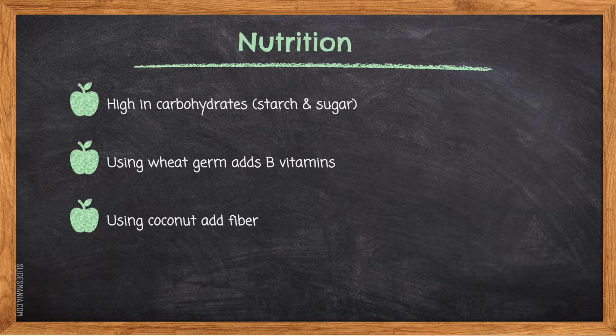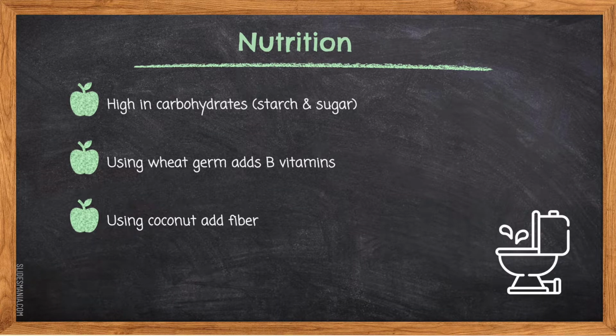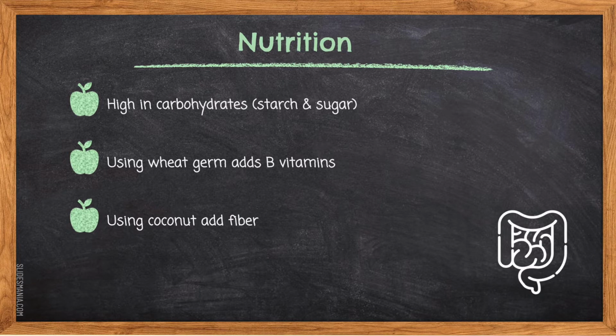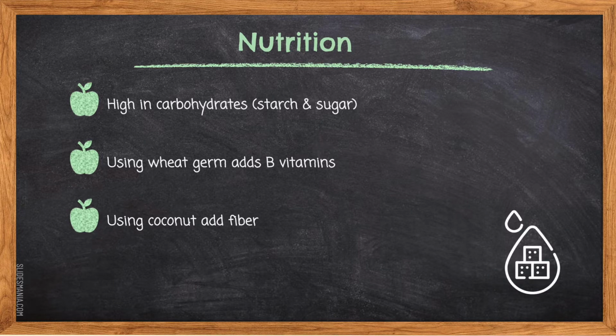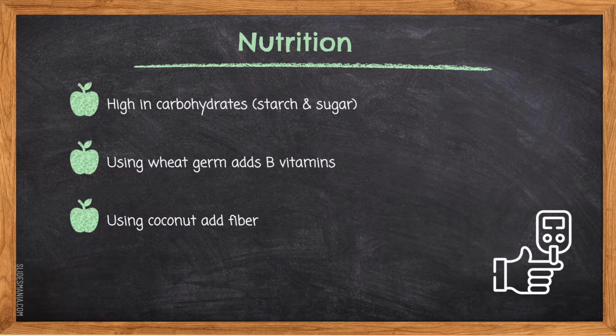Using coconut adds fiber. A high fiber diet is important. Fiber normalizes bowel movements. It helps maintain bowel health by reducing your risk of colon cancers. It lowers cholesterol levels by reducing blood pressure and inflammation. It helps control blood sugar as fiber foods are absorbed into the blood more slowly than other foods. It also will reduce your risk of developing type 2 diabetes.